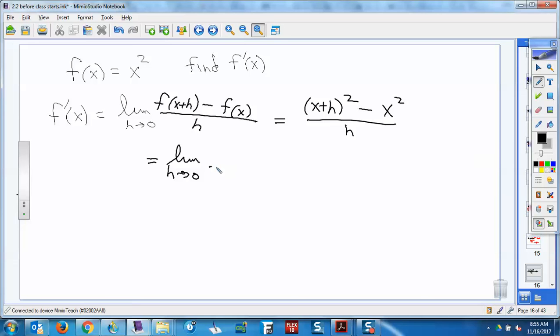So what's x plus h squared? Well, that would be x squared plus 2xh plus h squared minus x squared all over h. Then what? X squareds cancel.